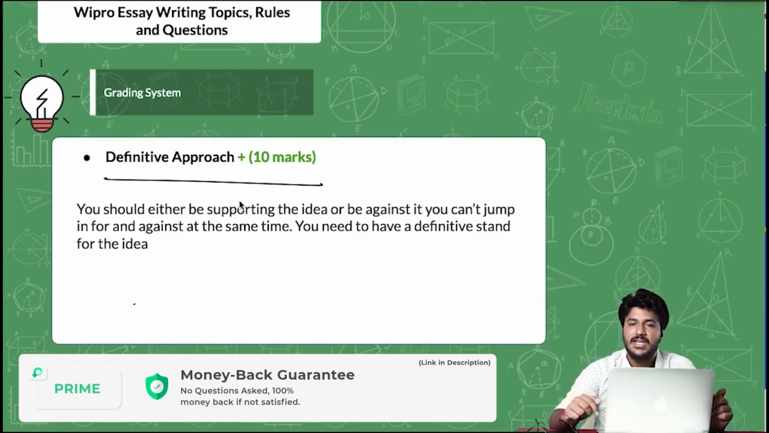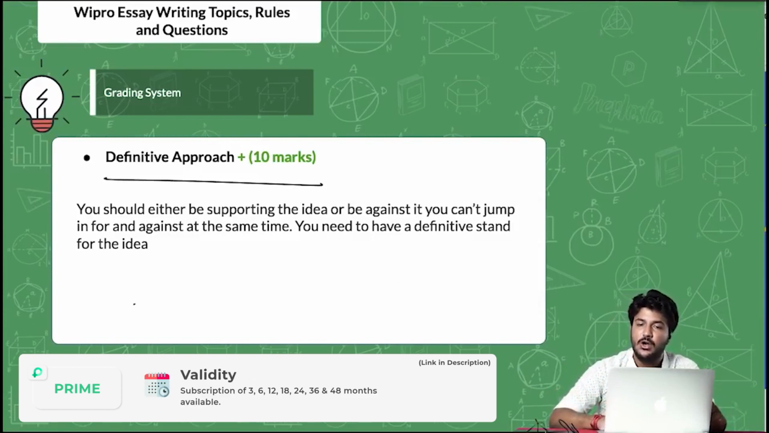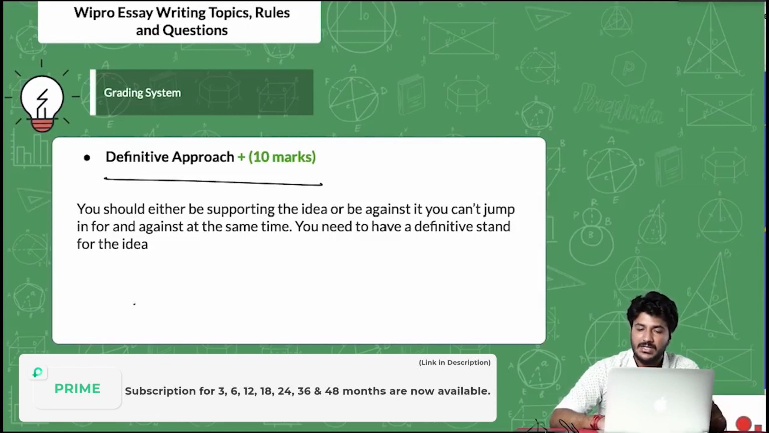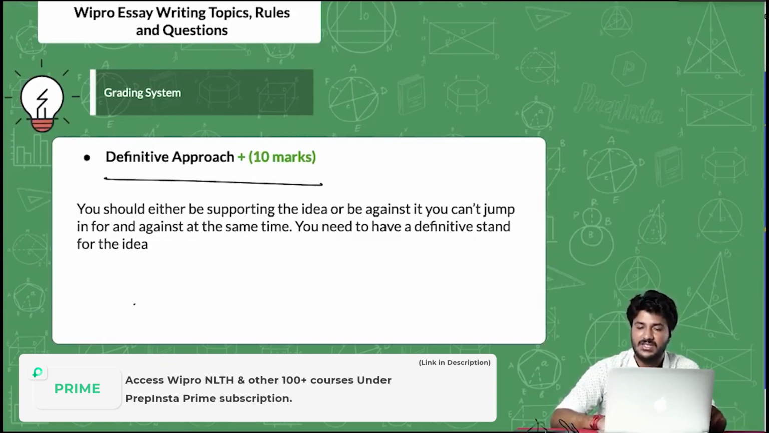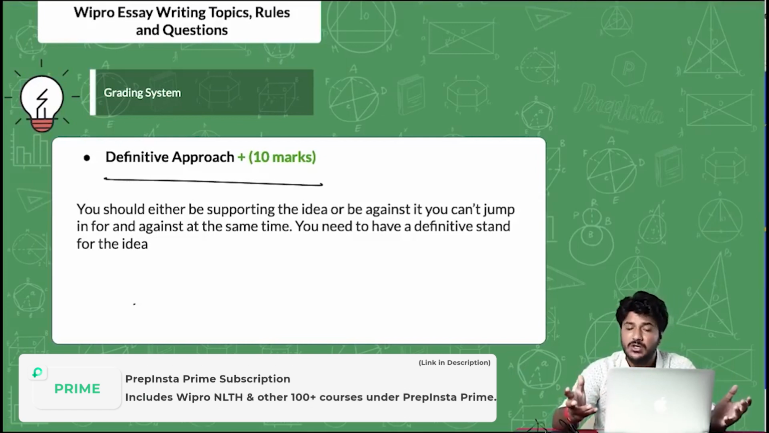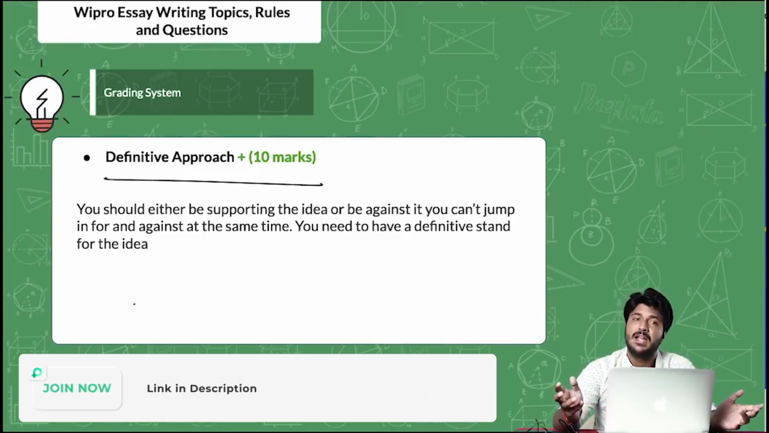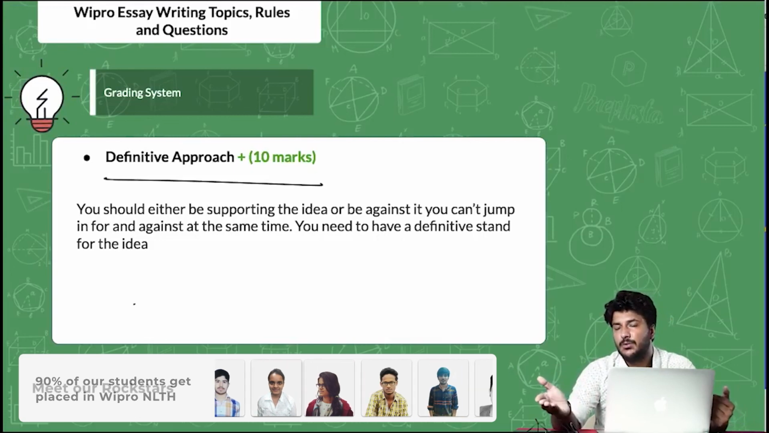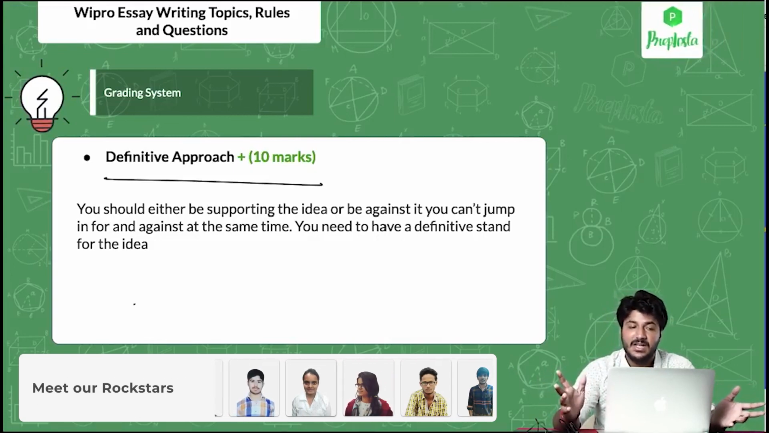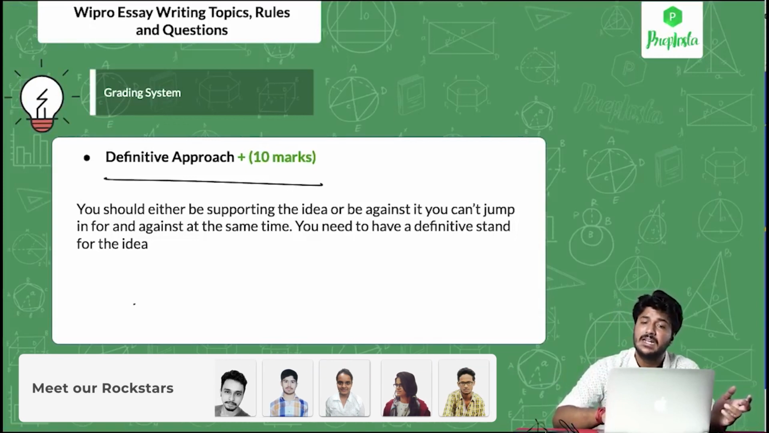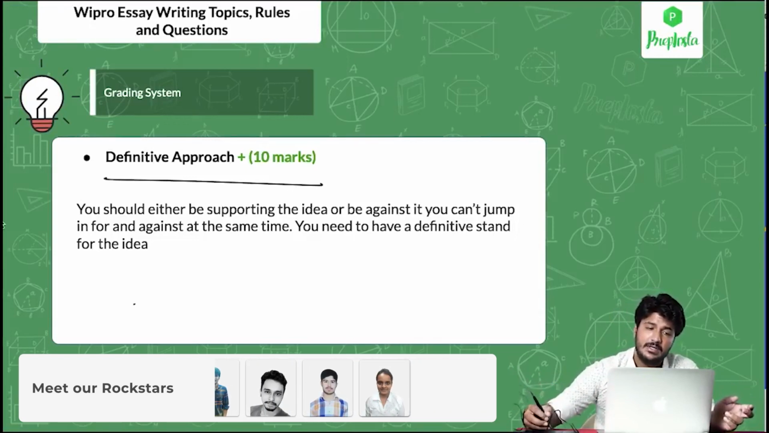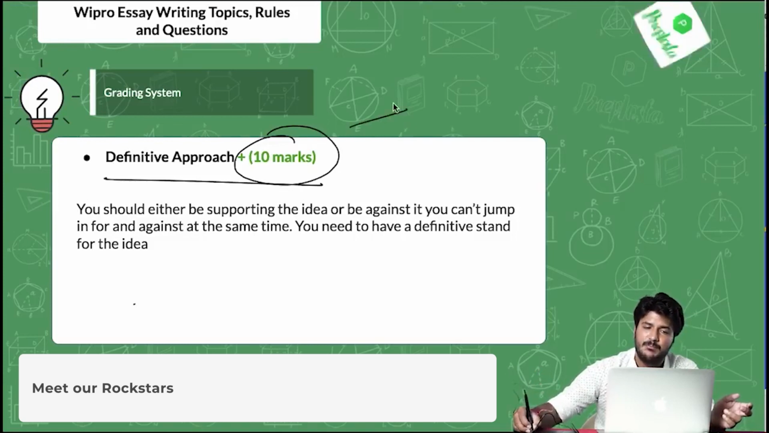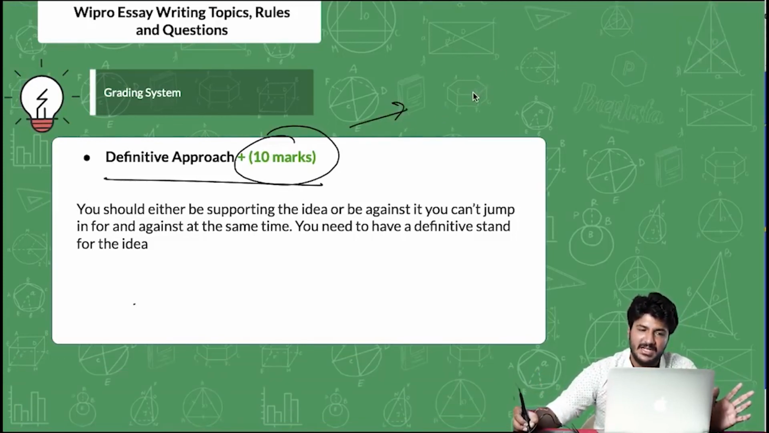For example, if you are saying is demonetization good or not, in that case you have to take a definitive stand. Either demonetization has to be good or demonetization has to be bad. You cannot say, okay, demonetization brought a lot of money back into the circulation of India, but it caused a lot of problems to the society. So you have to take a definitive stand. The software will understand if you're not taking a definitive stand. And there are 10 marks for taking a definitive stand.